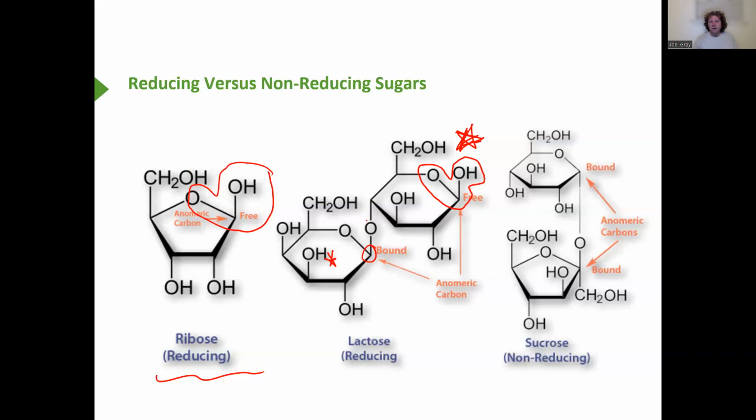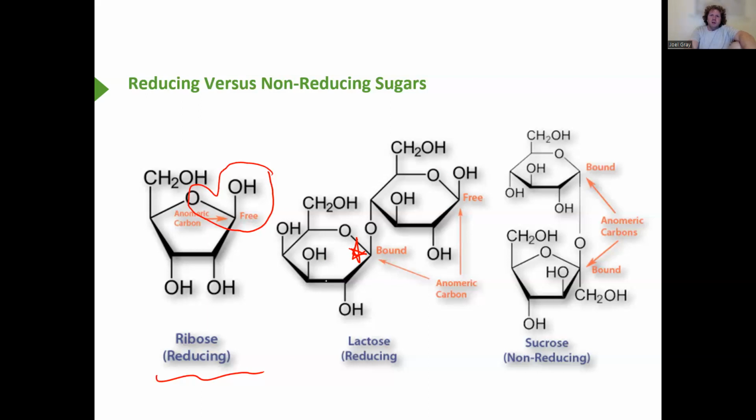If we look at the new star right here, that new star, could that open up and interconvert between the alpha and the beta configuration? It really could not, because in order for that to happen, this entire other sugar is going to have to migrate downward. And that's no trivial movement. It's just completely energetically unfavorable to do.